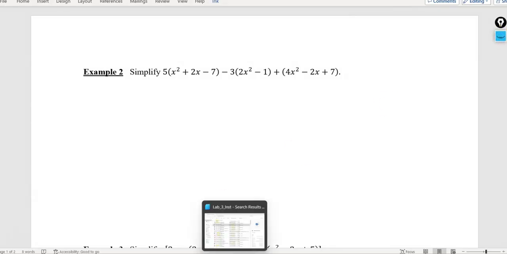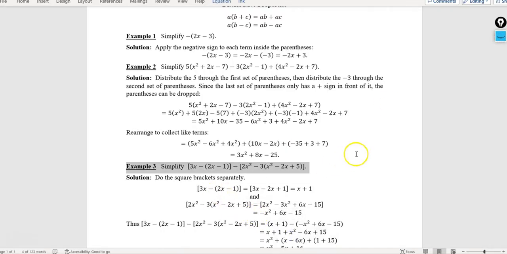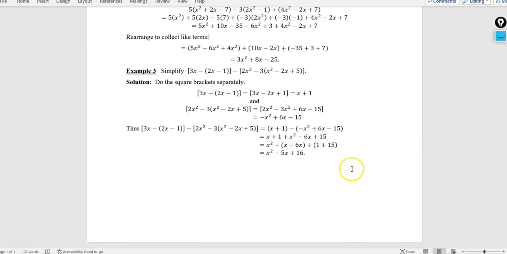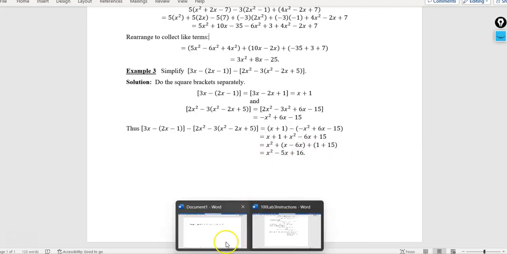Okay. And you can see it's all done out step by step, multiplying the 5 through every term, multiplying the negative 3 through every term. And then here there's nothing in front, so you can just drop the parentheses, and then combining the terms. Rearrange to collect the like terms, and we get that answer. So finally, the last example is example 3. There are all the steps, and there's my answer, x squared minus 5x plus 16. So let's see how they get that.